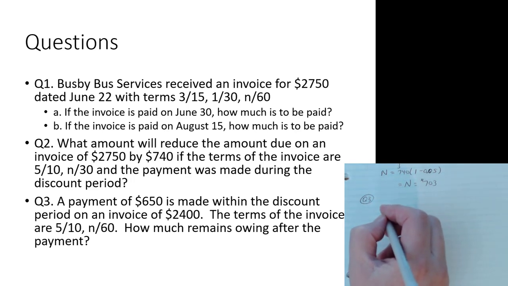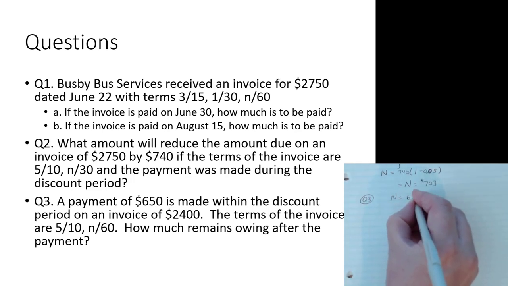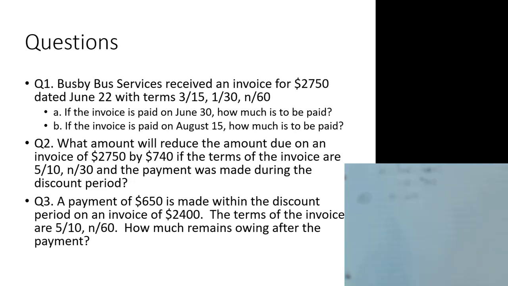A payment of $650 is made within the discount period on an invoice of $2,400. Terms of the invoice are 5/10, n/30. How much remains owing after the payment? So we made the payment of $650. Right? We cut that check. We transferred that amount of money. So that is our N. That's an amount actually paid. That's real dollars. That's cash money right there.